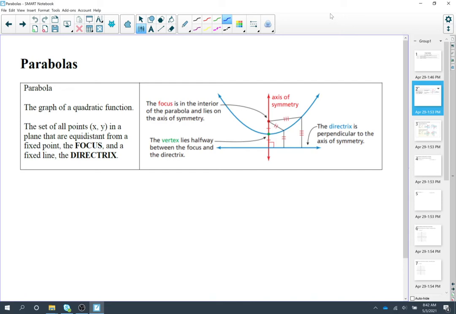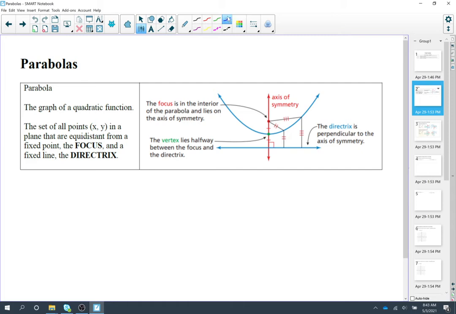Parabolas. A parabola is the graph of a quadratic function, which is the set of all points x, y in a plane that are equidistant from a fixed point called the focus and a fixed line called the directrix. Now, if you remember back to the beginning of the year, we've already done parabolas. We've already graphed them, but now we're going to take a closer look at a couple things.